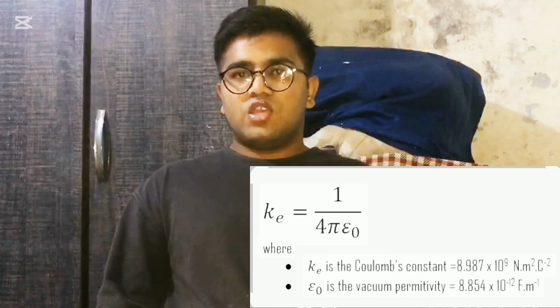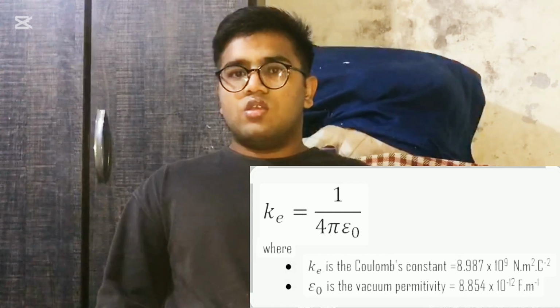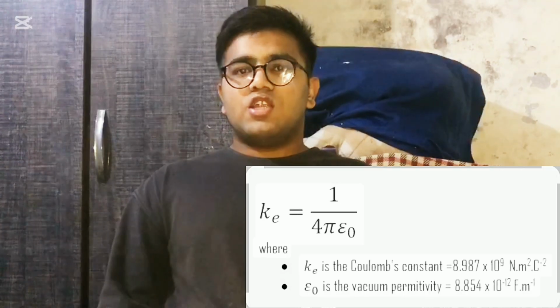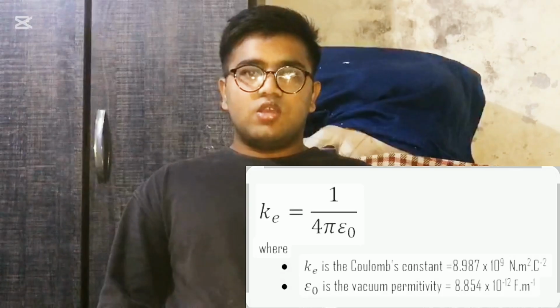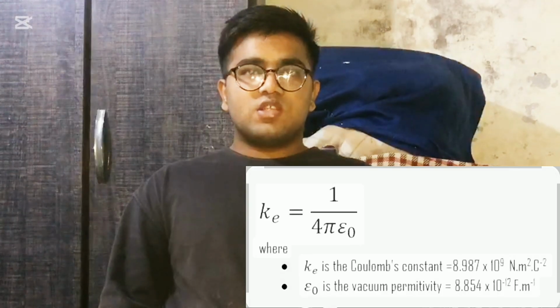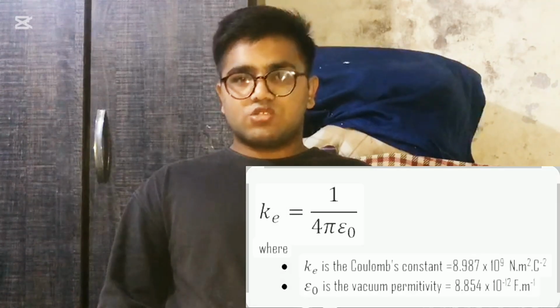If the medium between the 2 point charges is free space and the units used for F, q and r are SI, then the value of K will be 1 over 4π times the electrical constant. It is also called the permittivity of free space, and its value is 8.85 × 10⁻¹² C² per N·m².